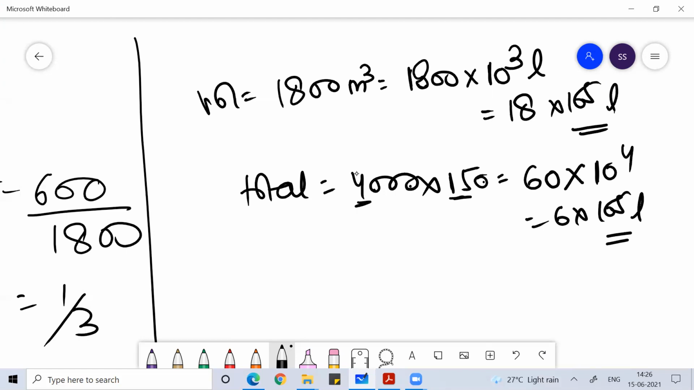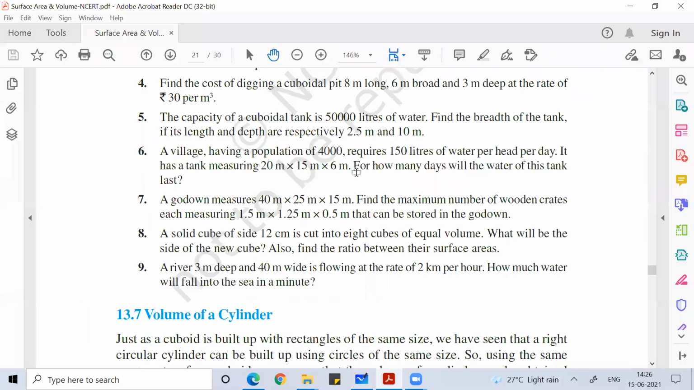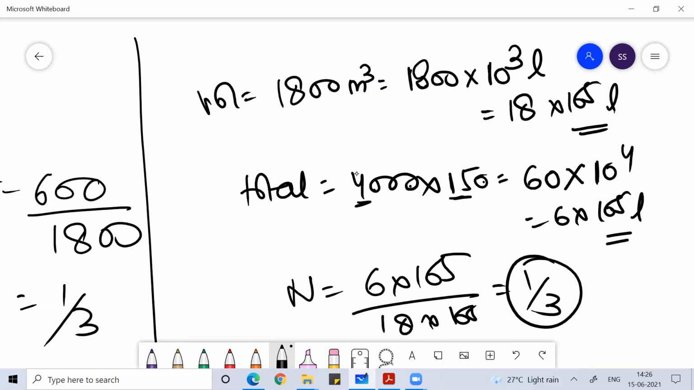Are you getting 6 lakh? Yes, sir, 6 lakh. So the number of days will be 6 lakh divided by 18 lakh. So that is 1 by 3. 6 by 18 only, 1 by 3.